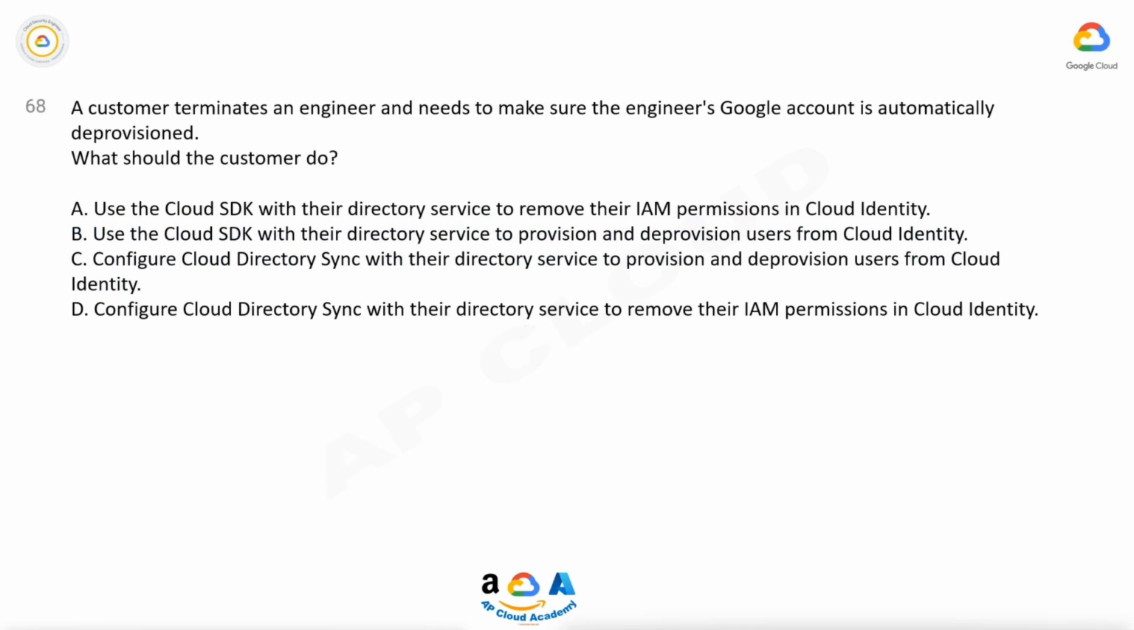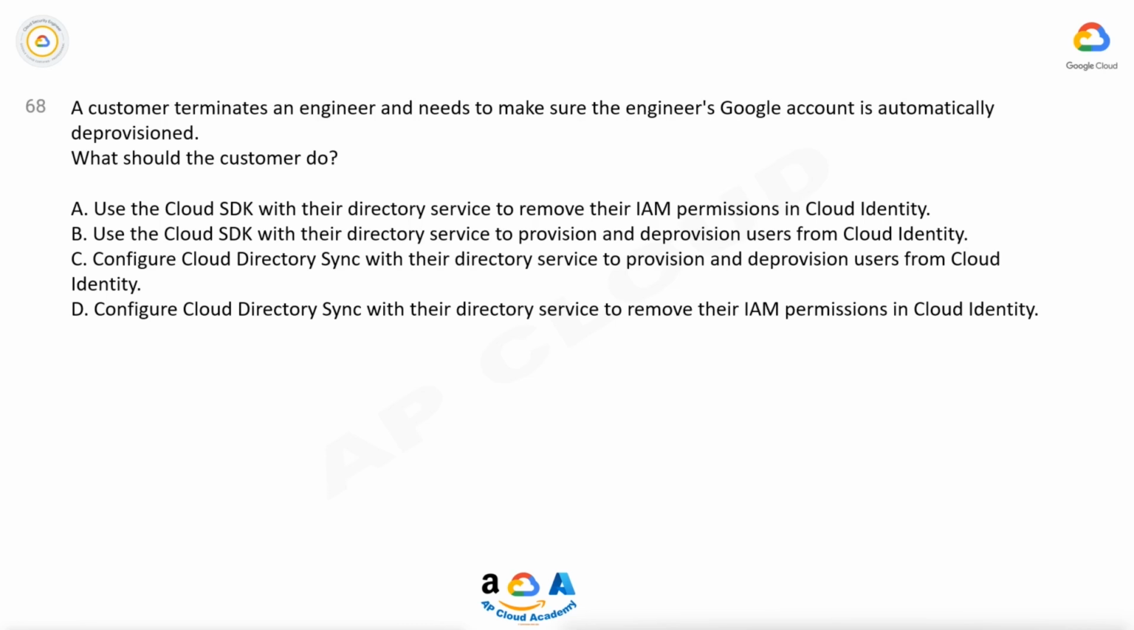68. A customer terminates an engineer and needs to make sure the engineer's Google account is automatically deprovisioned. What should the customer do? A. Use the Cloud SDK with their directory service to remove their IAM permissions in Cloud Identity. B. Use the Cloud SDK with their directory service to provision and deprovision users from Cloud Identity.